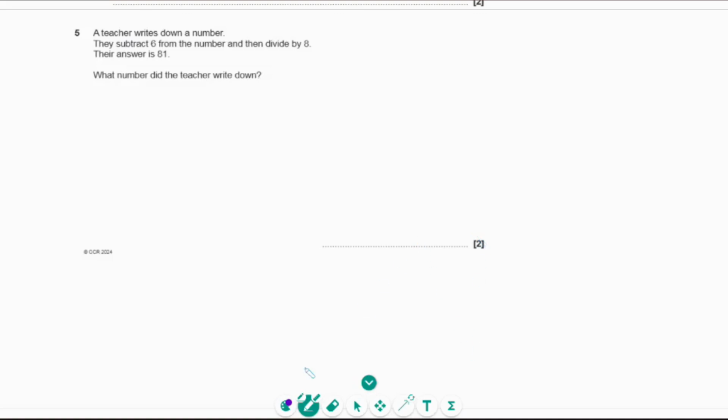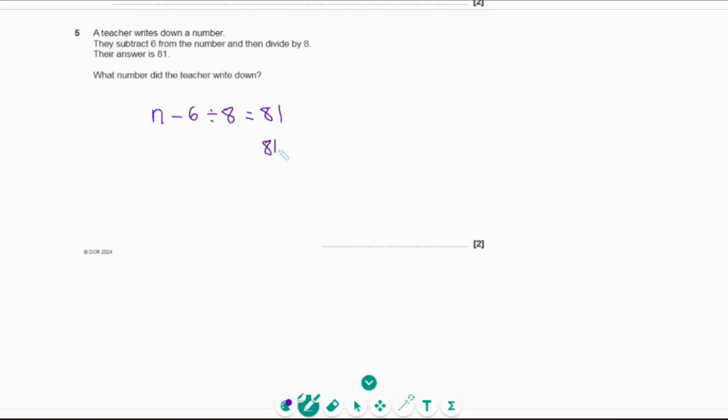Teacher writes down a number. I'm just going to call it n. They subtract 6 from the number and then divide by 8, and their answer is 81. So I'm going to look at reversing this to work out what my original number is. So we start with 81.